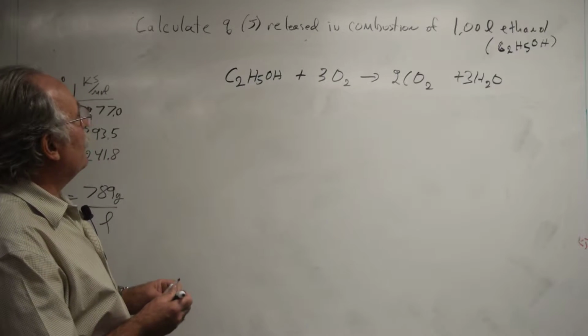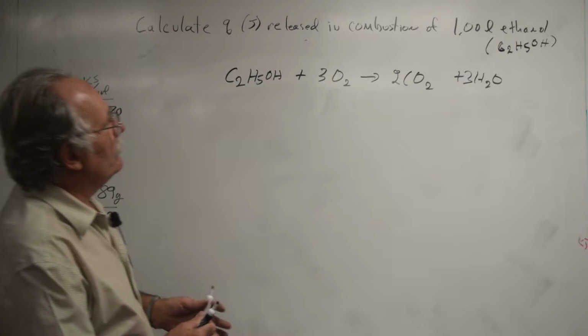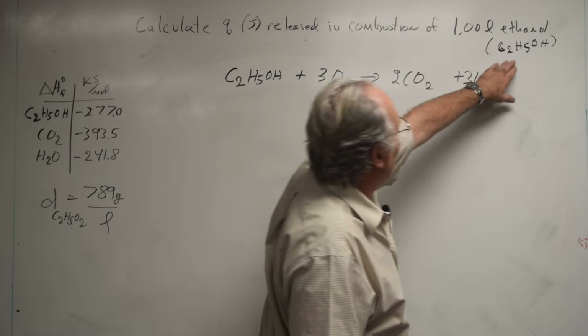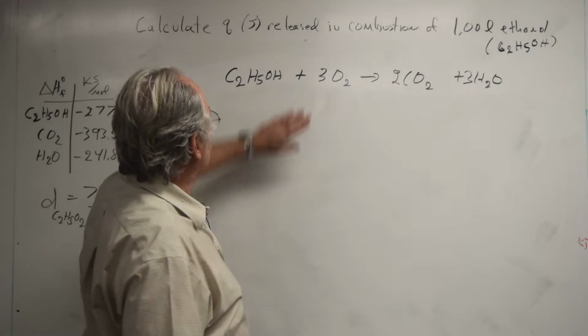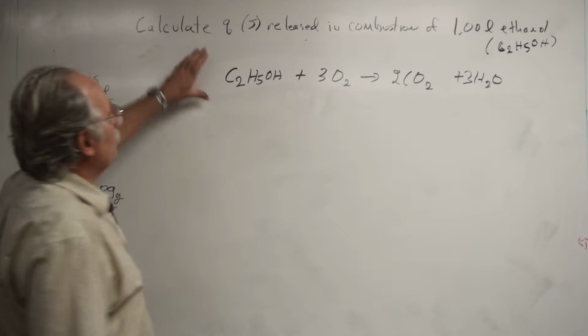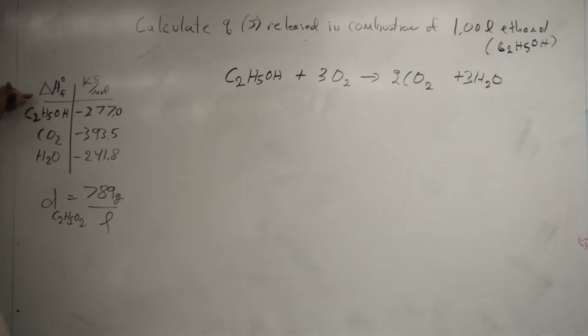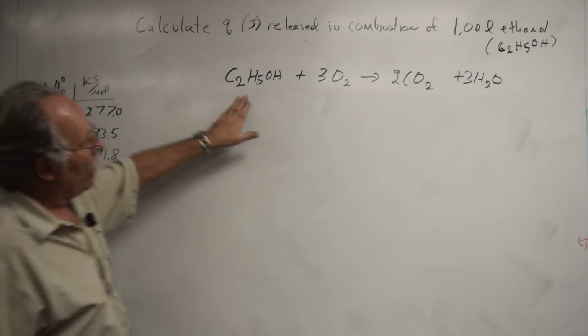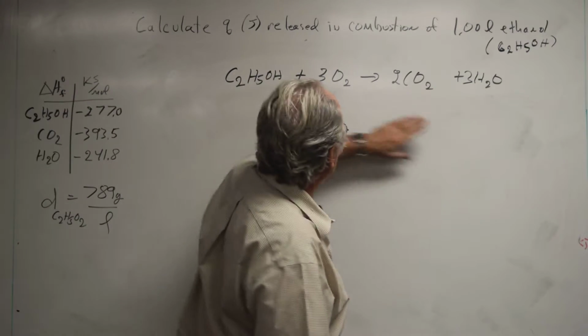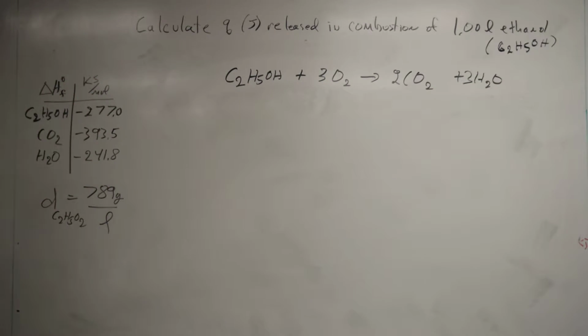In this problem, I want to calculate the energy change associated with the combustion of 1 liter of ethanol. This is the combustion reaction. And in order to do this, I have to calculate the enthalpy of reaction. So I need the enthalpy of formation. I need them for ethanol, carbon dioxide, and water. We know the enthalpy of formation of oxygen is 0. I also need to know the density and the molar mass of ethanol.